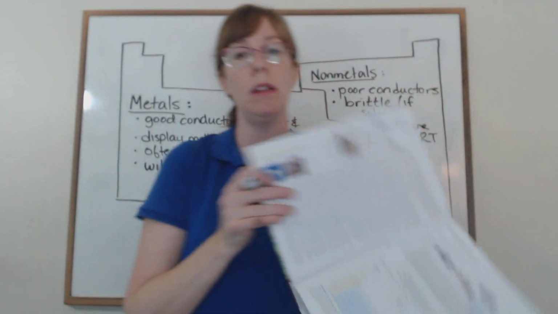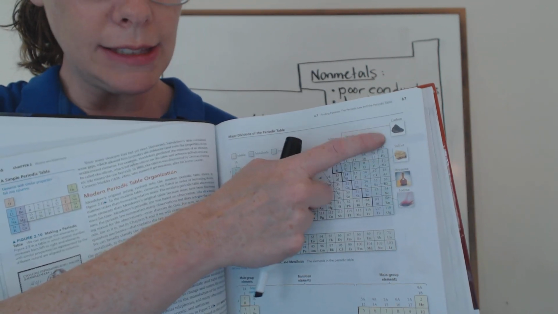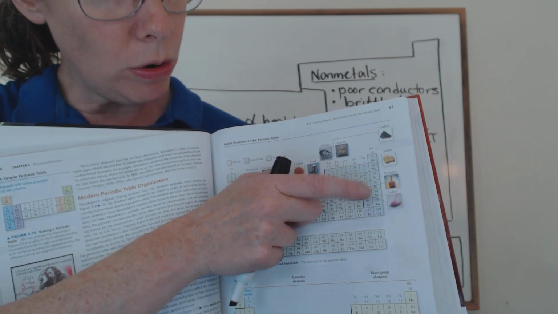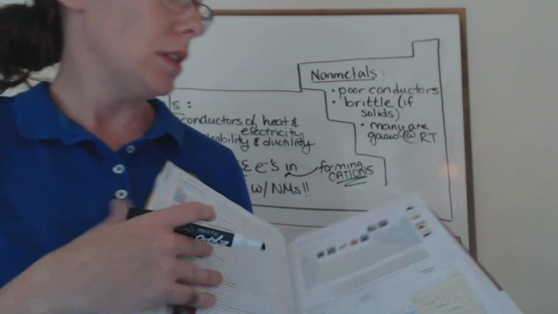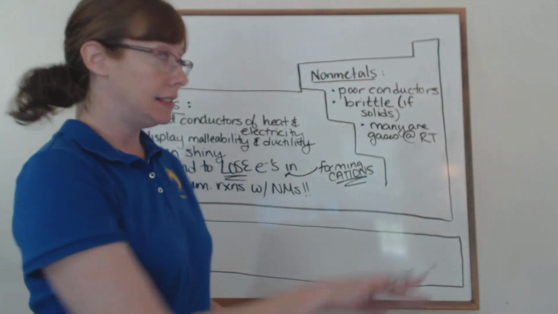You don't need to know which ones, but you're starting to layer your chemistry knowledge. The last column, we'll talk about these in a minute, noble gases, but most of these are gases at room temperature. Your chlorine, your fluorine, your oxygen, your nitrogen, these are gases at room temperature. So there's a lot of gases over there.